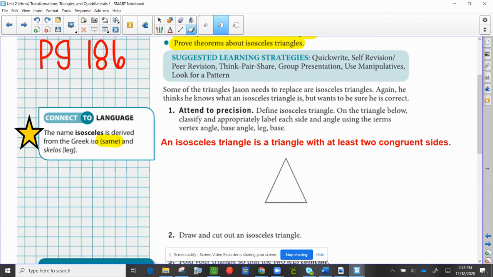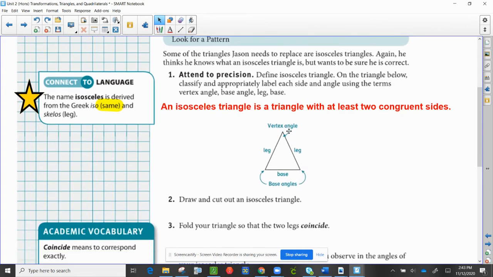So when we're talking about the vertex angle, base angles, legs, and base, here is a picture of that. The vertex angle is the top angle, okay? Your two legs are going to be the two congruent sides, and your base is the bottom. Now, the base angles are those angles in that low spot, your two bottom angles. So that's what they mean when they're talking about base angles. If it's an isosceles triangle, your legs are going to be congruent, okay?